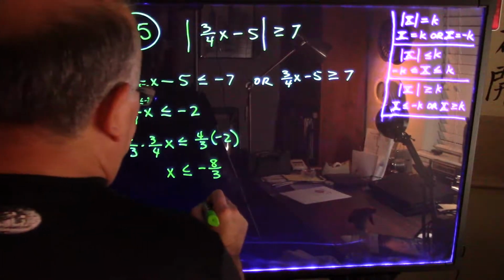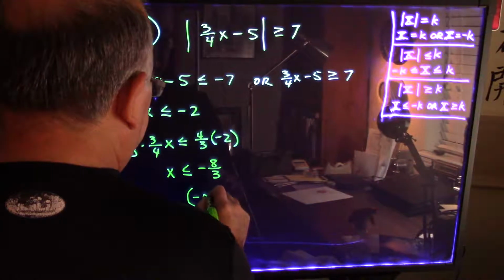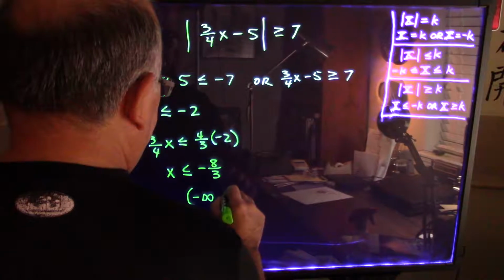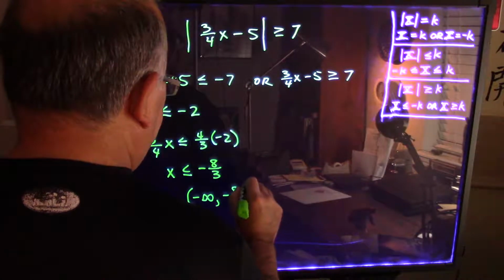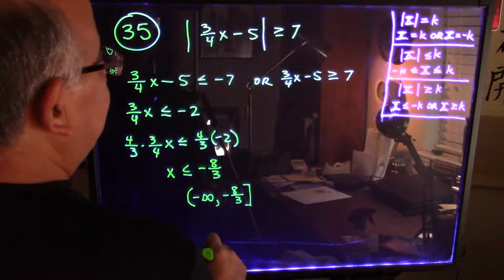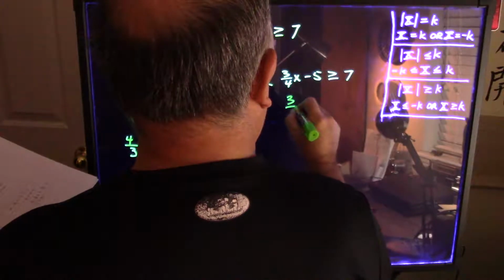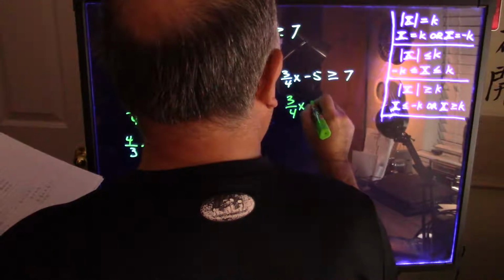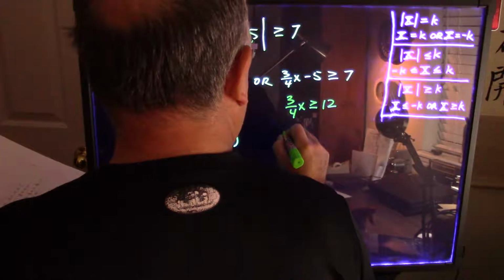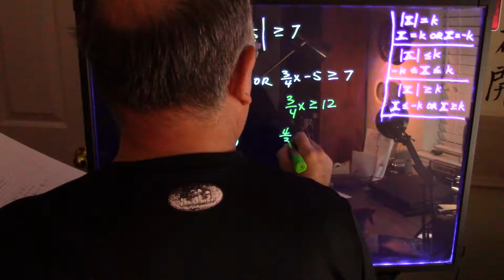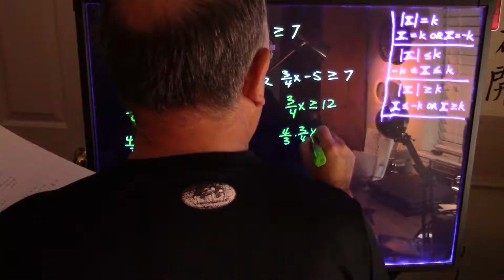Alright, so what we have then is the interval negative infinity to negative 8/3, and including that. Alright, so over here, add 5 to both sides. 3/4 x is greater than or equal to 12. Again, multiply both sides by the reciprocal of 3/4 to clear the fraction.